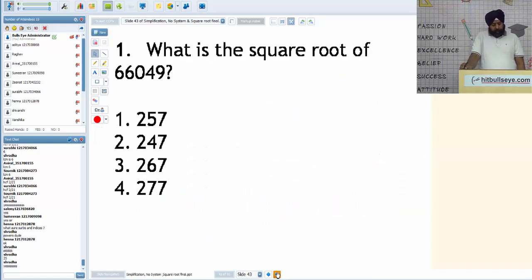What is the square root of 66049? Quick. I am giving you a hint. So the unit digit should be 7. That is there in all the options. The longer method, all of you might be knowing. If we do it by option, just check.